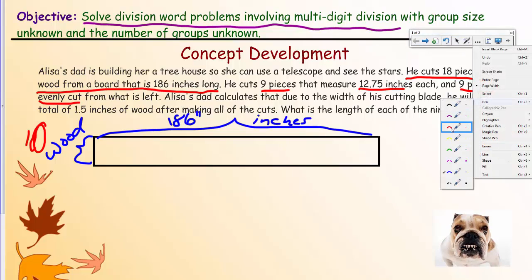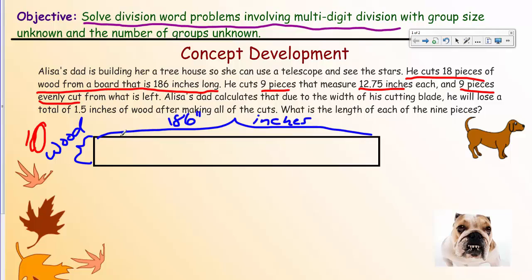Now I'm going to come over here, and let's start saying, if we're going to cut pieces, we're going to be cutting pieces like this, right? And in here, we're going to have 12.75, okay? And then you're going to have another one with that. Actually, it says we need 9 of them. So I'm just going to say 2, 3, 4, 5, 6, 7, 8, 9, and it's going to keep going.